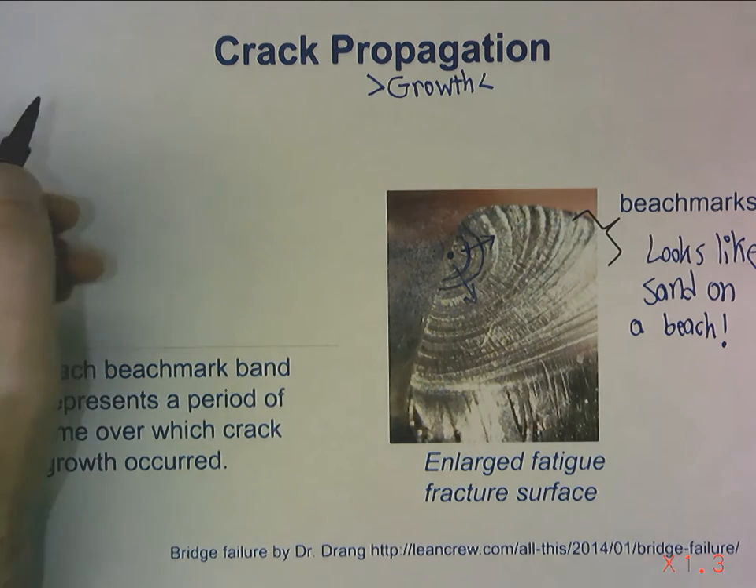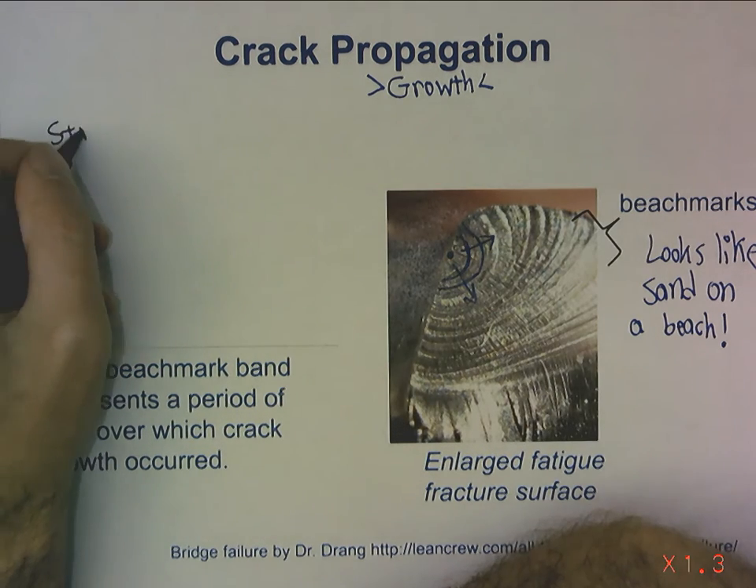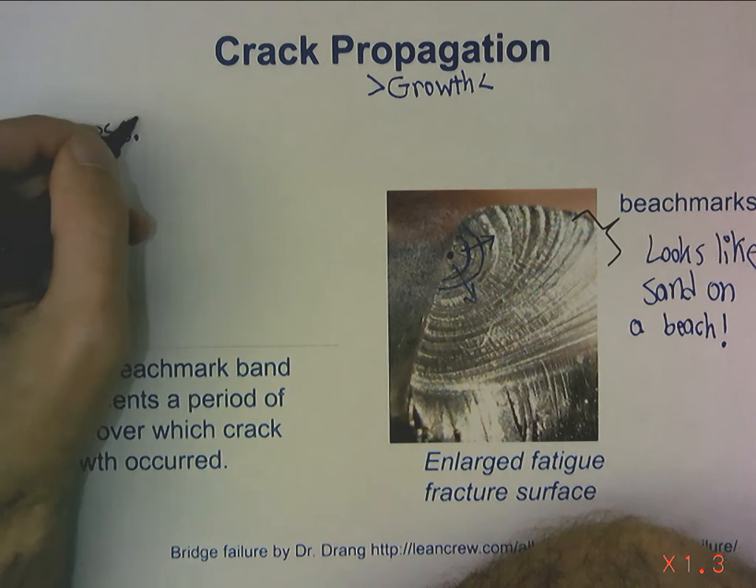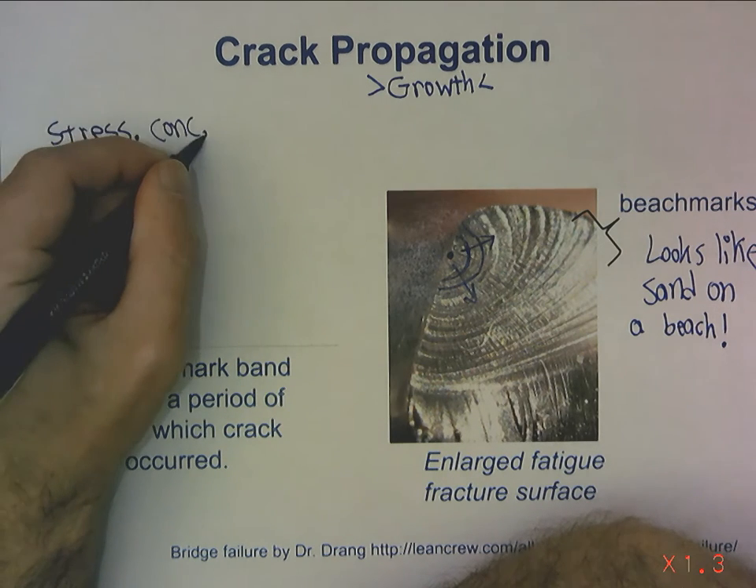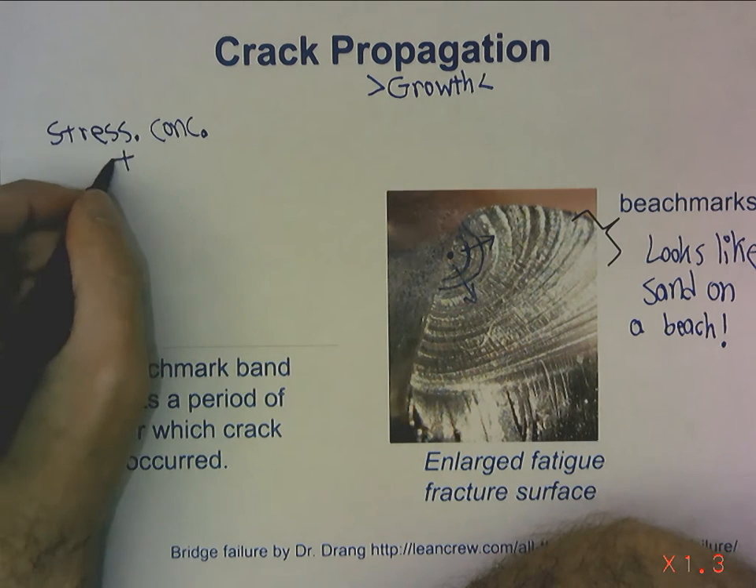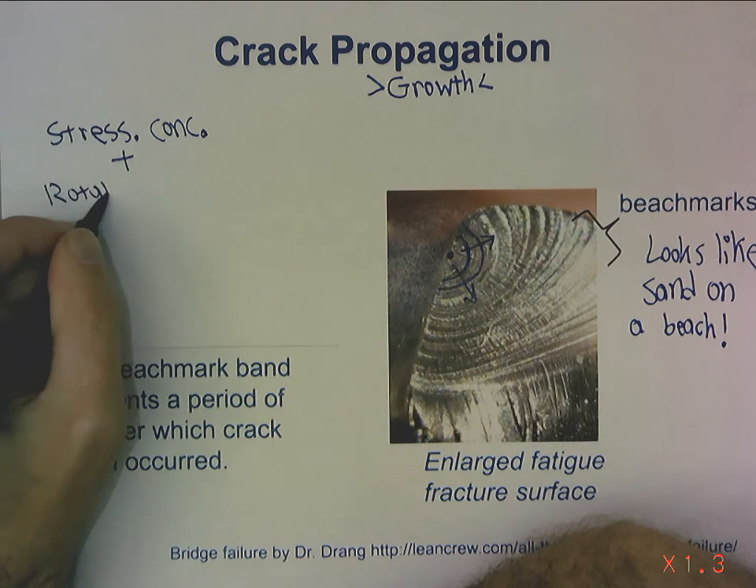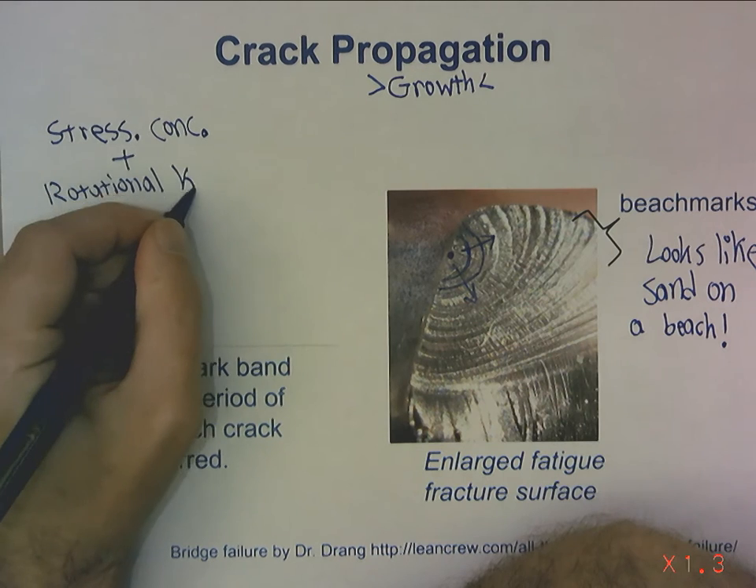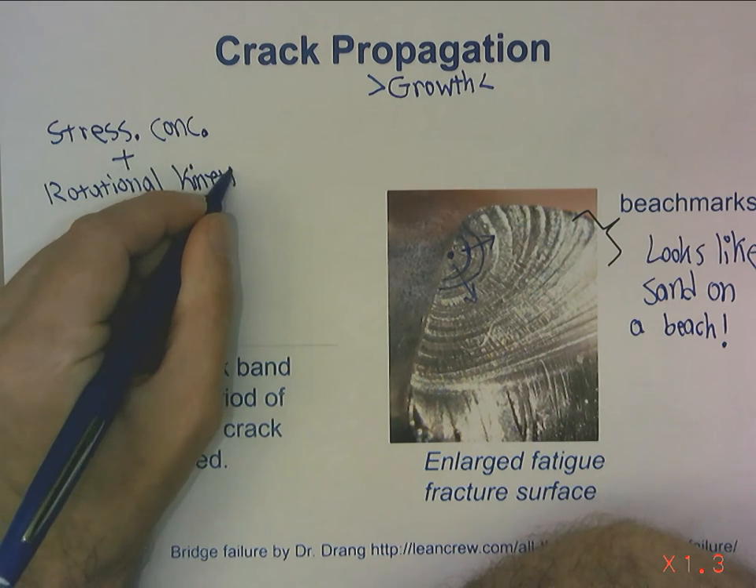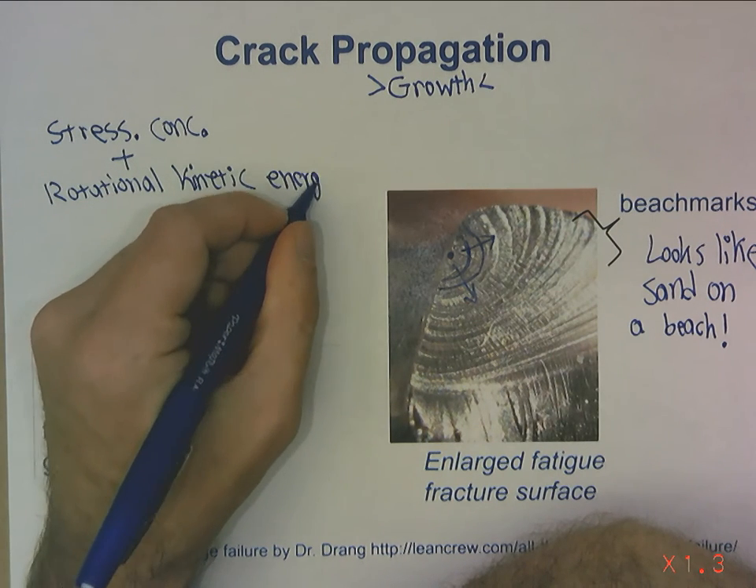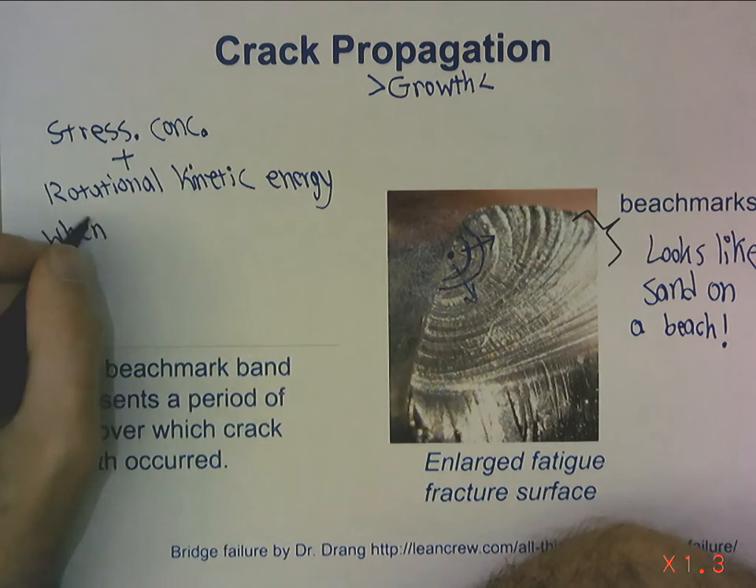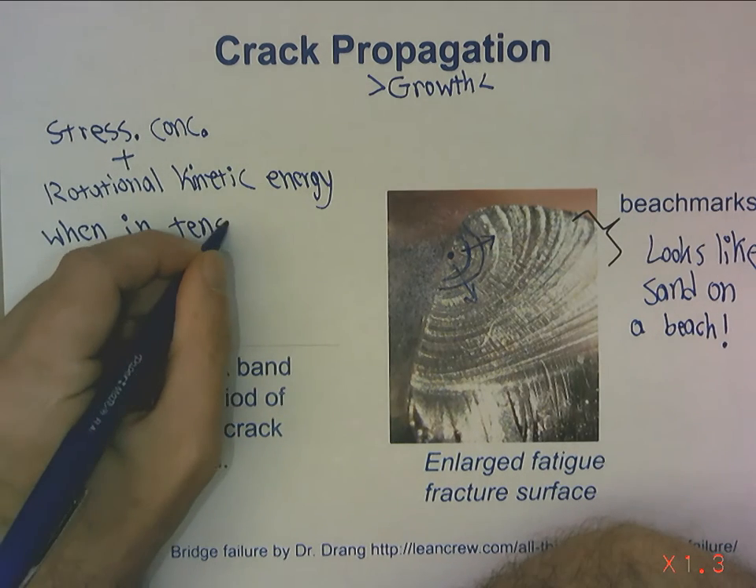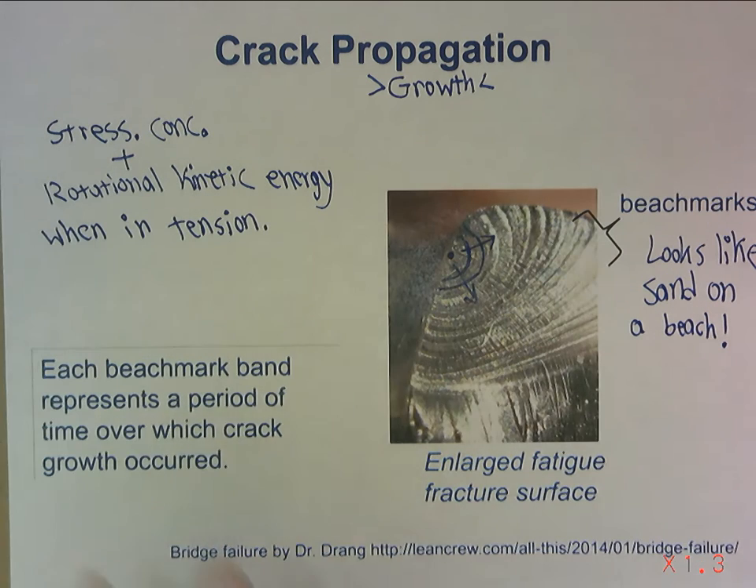So our propagation is our stress. That's not abbreviated, but there's a period there. Okay, stress concentration plus rotational kinetic energy when in tension. We rotate back around to compression, the crack growth stops. Rotate back around into tension, and the crack starts to grow again.